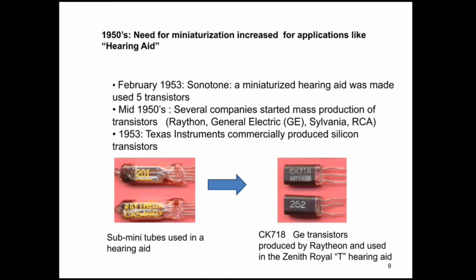In the 1950s, the need for miniaturization increased for applications like hearing aids. In 1953, a miniaturized hearing aid was made using 5 transistors. In the mid-50s, several companies started mass production of the transistors. And in 1954, Texas Instruments commercially produced silicon transistors. The images show the sub-mini tubes used in a hearing aid and the germanium transistors which were used for the hearing aid.